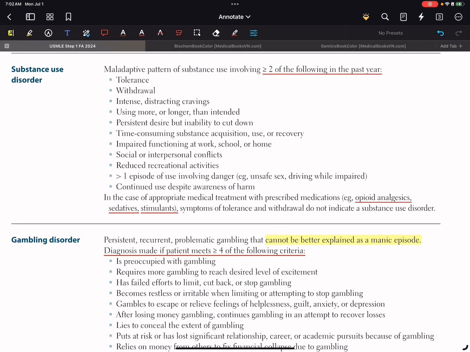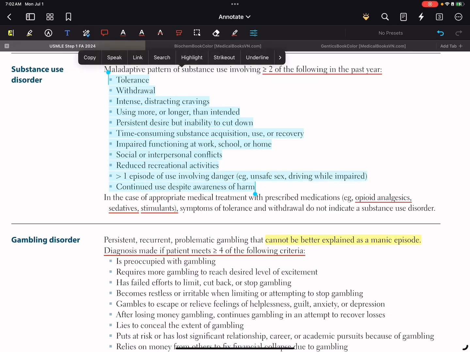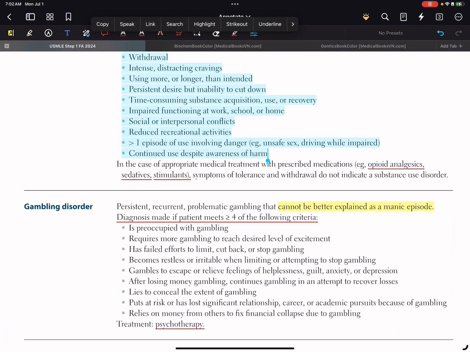Substance use disorder: maladaptive pattern of substance use involving more than 2 of the following in the past year. Tolerance, withdrawal, intense distracting cravings, using more or longer than intended, persistent desire but inability to cut down, time-consuming substance acquisition, use or recovery, impaired function at work, school, or home, social or interpersonal conflicts, reduced recreational activities, more than one episode of use involving danger, unsafe sex, driving while impaired, continued use despite awareness of harm. Okay, wow. In case of appropriate medical treatment with prescribed medications, opioid analgesics, for example, sedatives, stimulants, symptoms of tolerance and withdrawal do not indicate a substance use disorder.